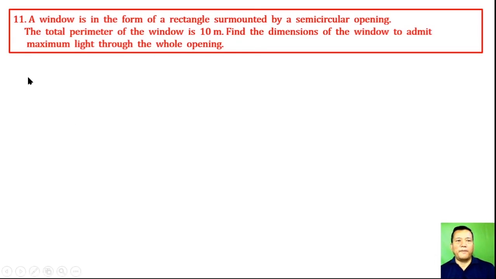For question number 11, a window is in the form of a rectangle surmounted by a semicircular opening. The total perimeter of the window is 10 meter. Find the dimensions of the window to admit maximum light through the whole opening.